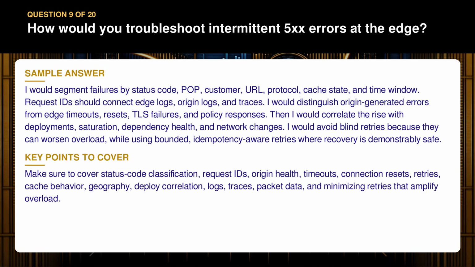Make sure to cover status code classification, request IDs, origin health, timeouts, connection resets, retries, cache behavior, geography, deploy correlation, logs, traces, packet data, and minimizing retries that amplify overload.